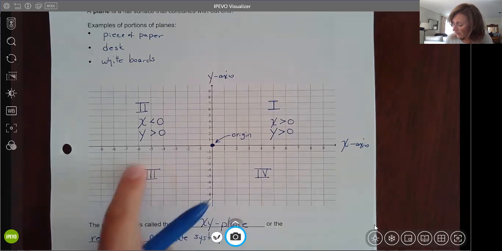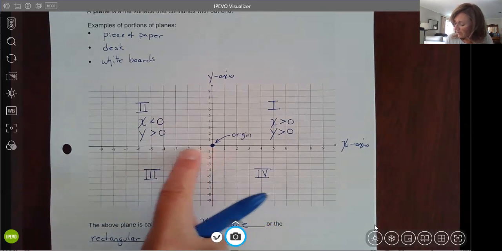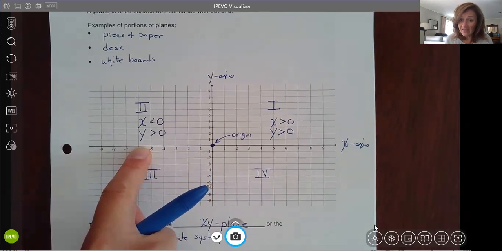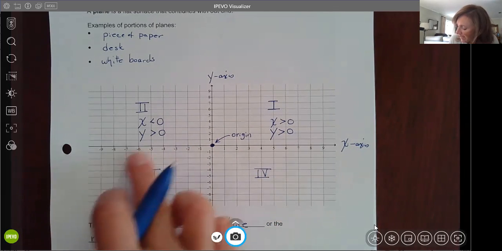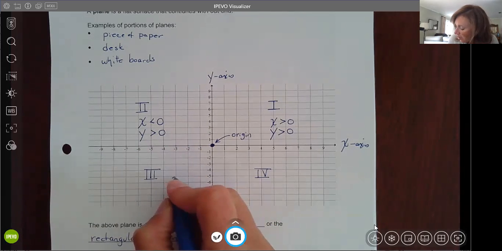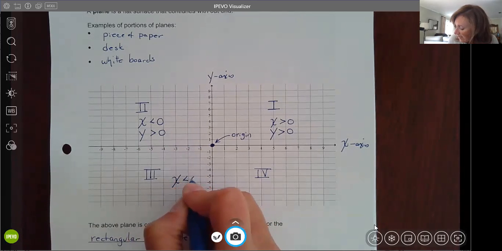Down here in quadrant 3, I'd have to go to the left, which generates negative x values, and then down, which also generates negative y values. So if I'm hanging out in quadrant 3, all my x values would be negative, and all of my y values would be negative.